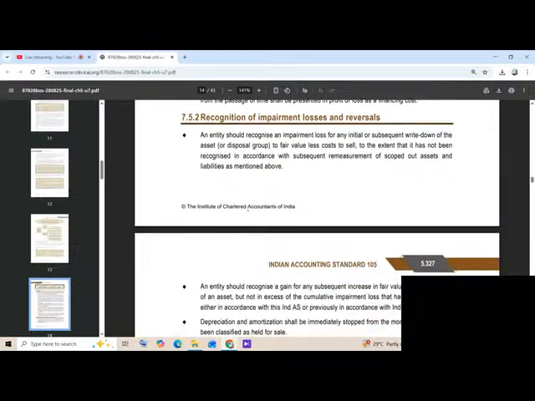Recognition of impairment losses and reversals. An entity should recognize an impairment loss for any initial or subsequent write down of the asset to fair value less cost to sell, to the extent that it has not been recognized in accordance with subsequent remeasurement of scoped out assets and liabilities as mentioned above.